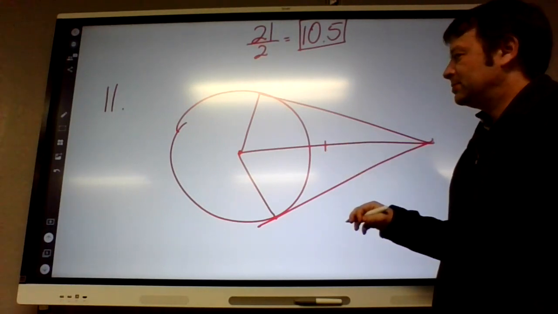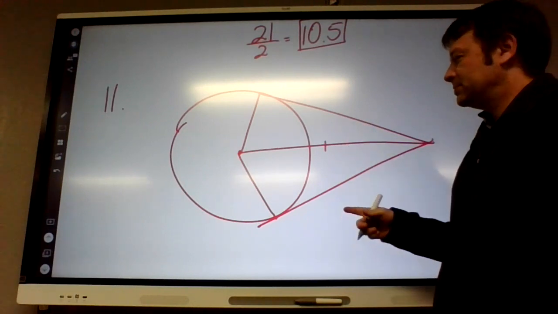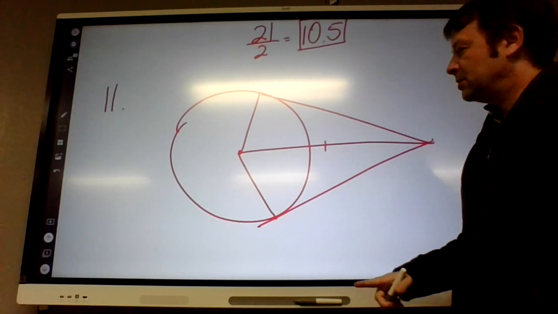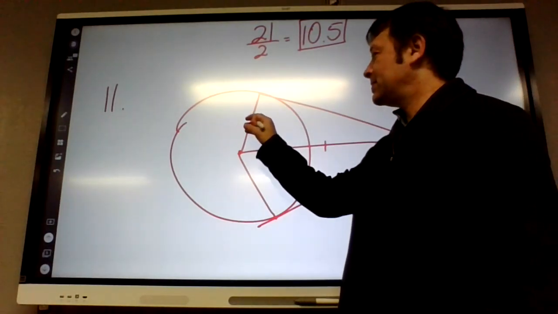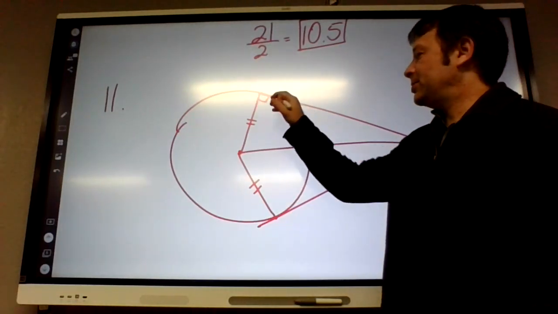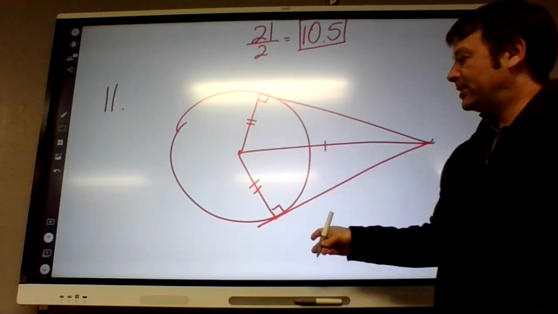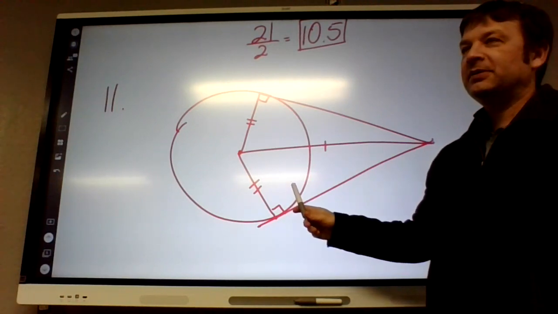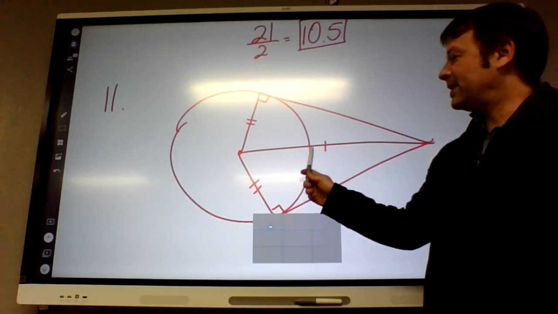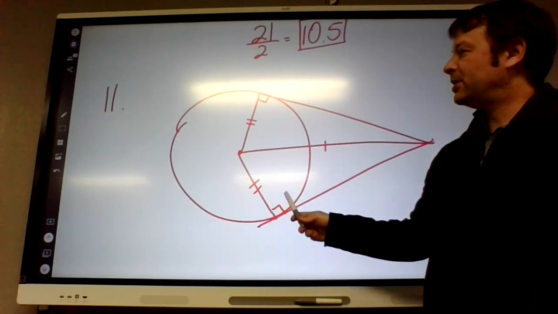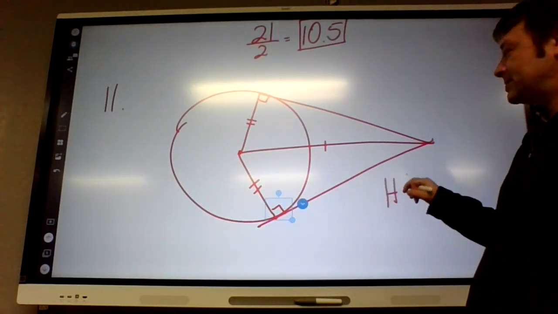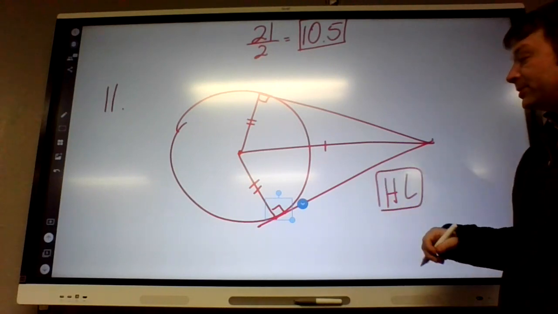What else is the same in these two? The bottom side, because they're both radii, and radii are the same. And the 90 degrees, these are both 90. So what do I have? Side, side, angle? No, it's HL. In a right triangle, it's hypotenuse leg. So that's what they wanted on 11, just hypotenuse leg.